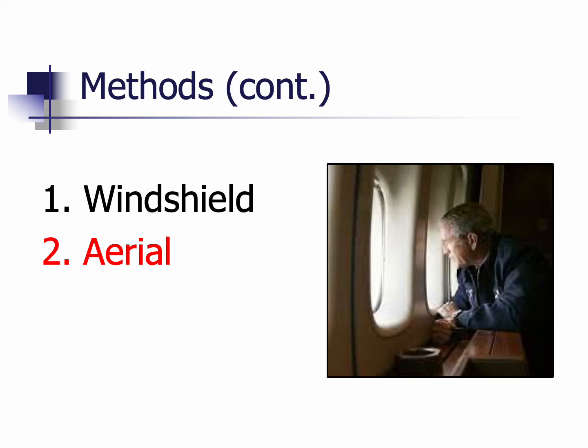A second method to assess damages is to view them from above. A good example of this is the use of a plane or helicopter to view the extent of the devastation. Political leaders often use aerial assessments to understand the scope of large disasters. Incidentally, both the windshield and aerial assessments are utilized for rapid damage assessments.